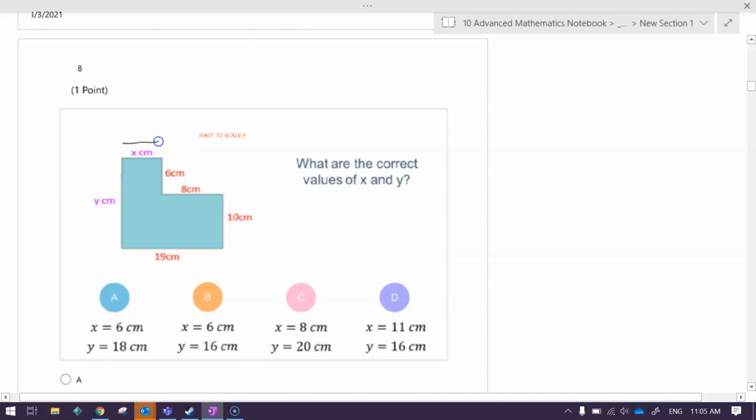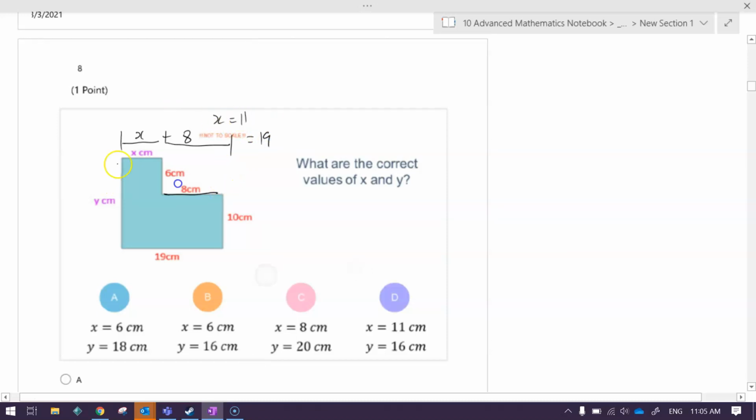X is this distance here. The other distance that makes up that total horizontal change is x plus 8, because I've got the 8 centimetres from this distance here. So x plus 8 equals 19. So I'm looking for x equals 11.